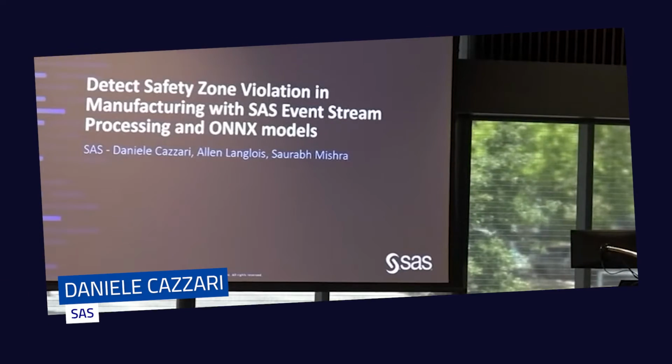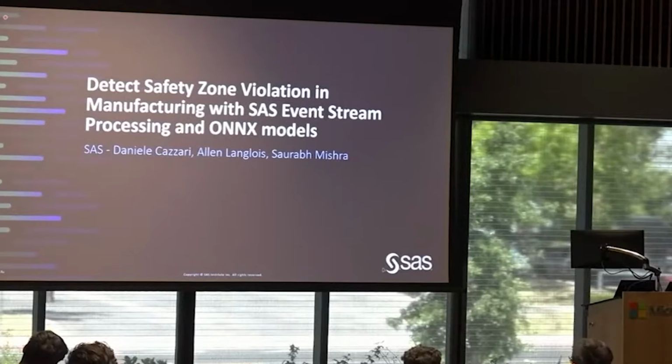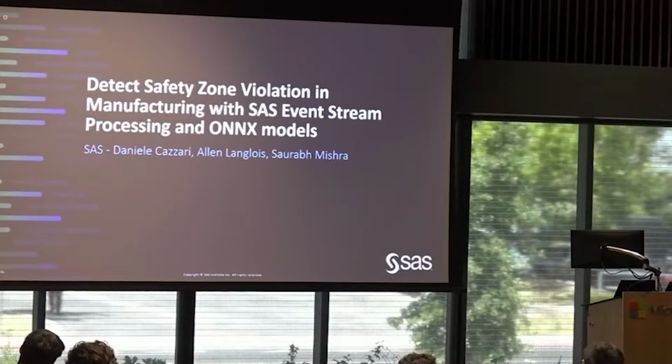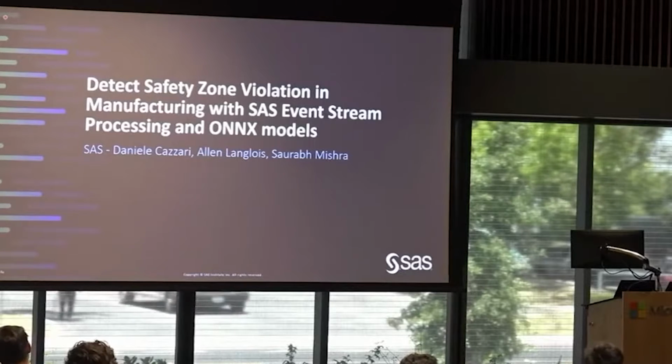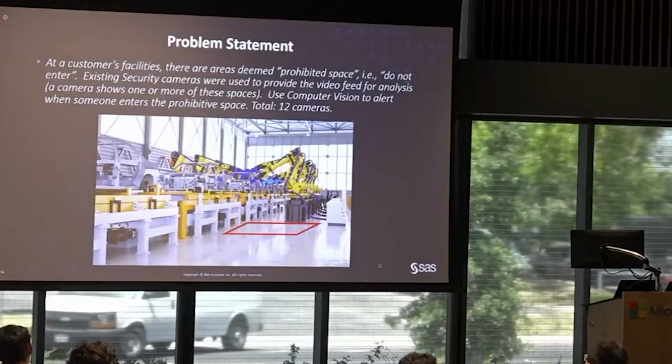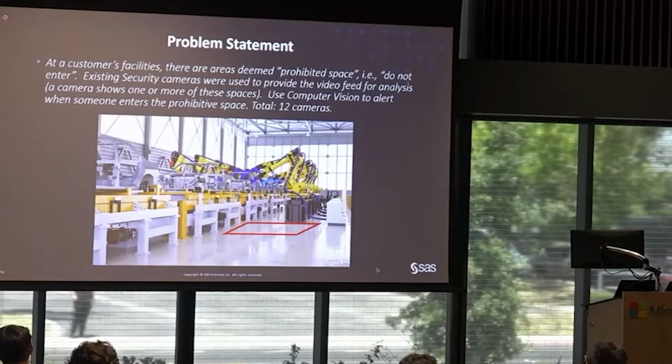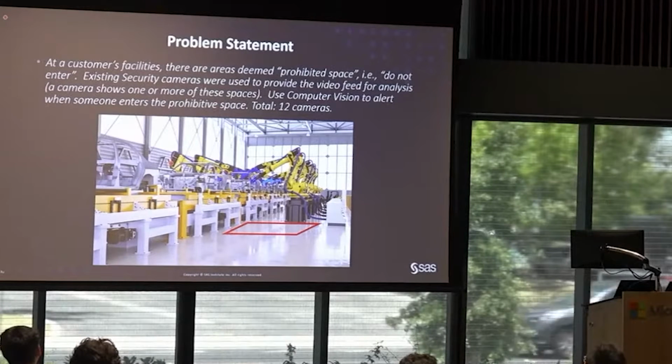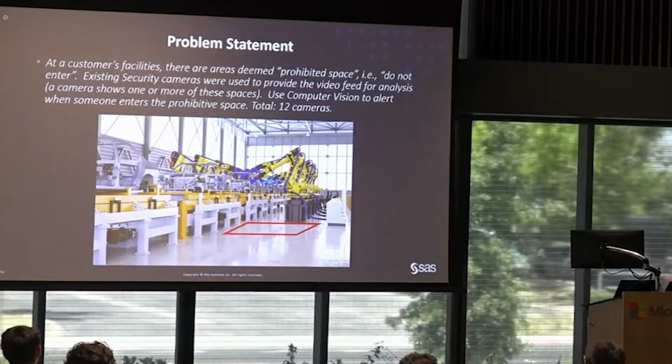Today we are going to discover how we solved a customer issue to detect safety violations in their factory, and we achieve this using ONNX models and a tool from SAS called SAS Event Stream Processing. What we would like to achieve for this customer is they're using their existing cameras, in this particular scenario 12, to detect if one of their employees was entering some dangerous area where machinery was moving, and in such a scenario provide an alert.